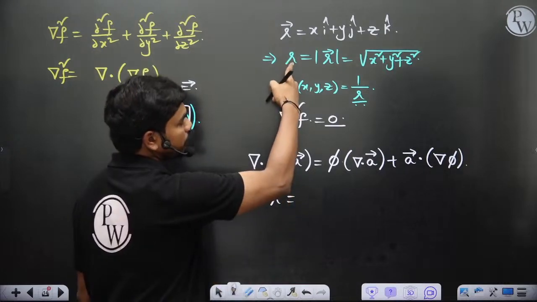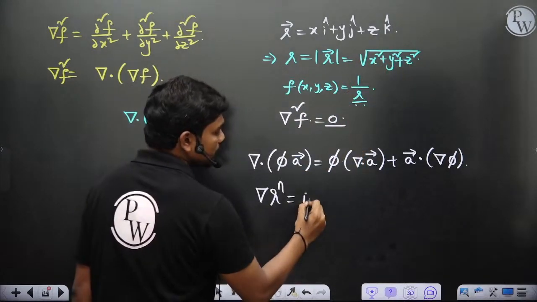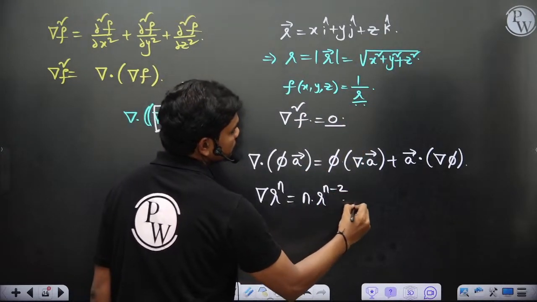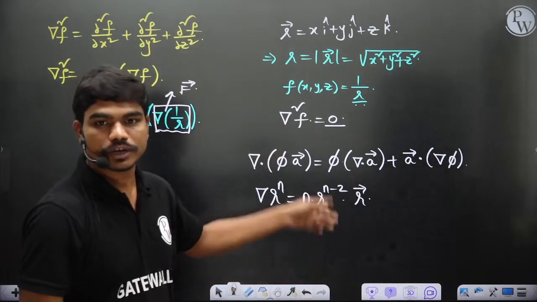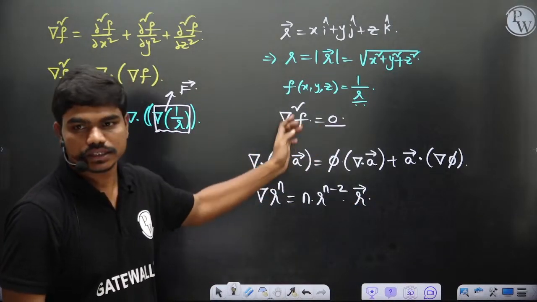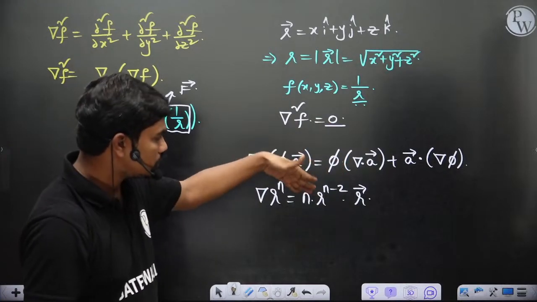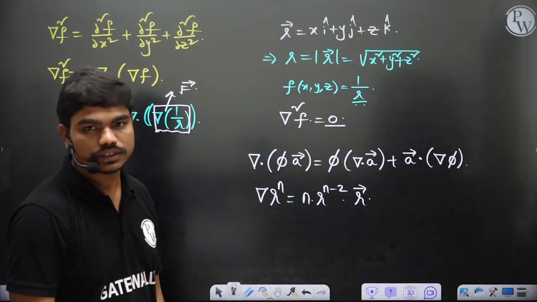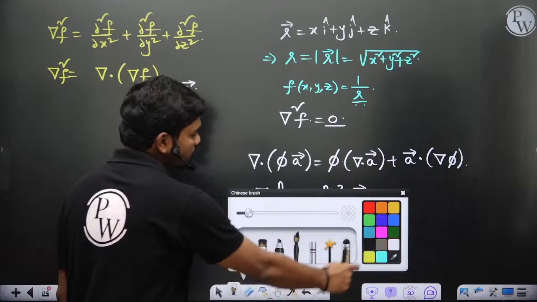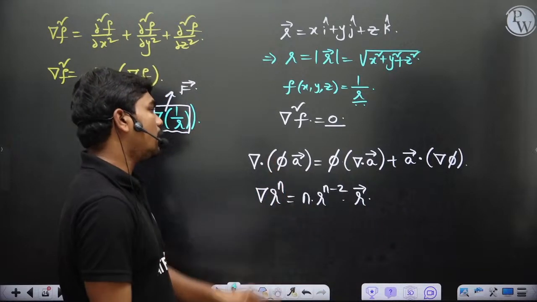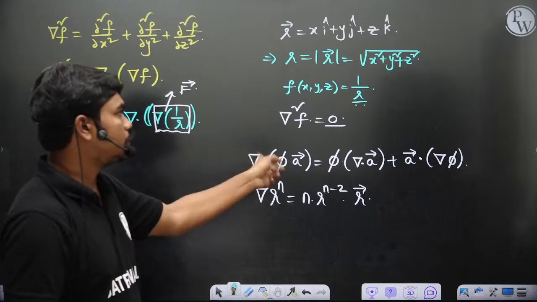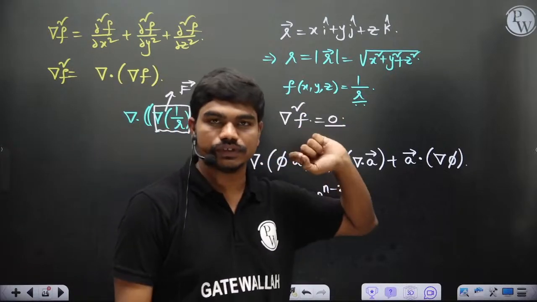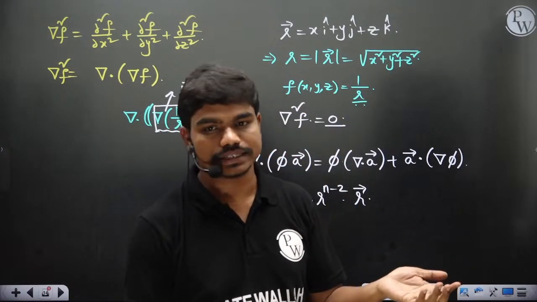This is the scalar function, and gradient of r power n, where r is this quantity, is n into r power n minus 2 into r bar, okay. If you use these properties, you can calculate the value of del square f to be 0, of course. Here it's phi times a, basically a bar times phi is del of 1 by r. So using these properties, you can easily show del square f is 0, which I will show you when I'm teaching vector calculus again, okay.